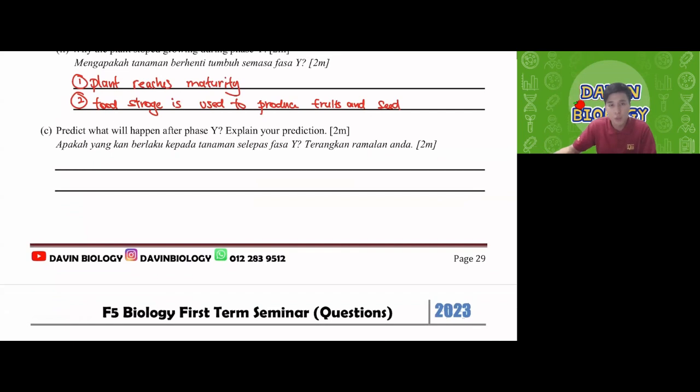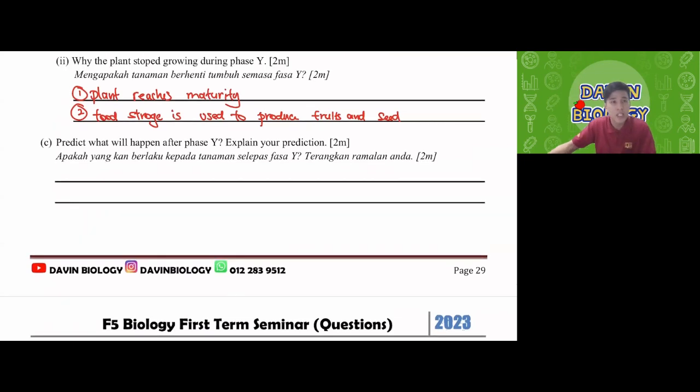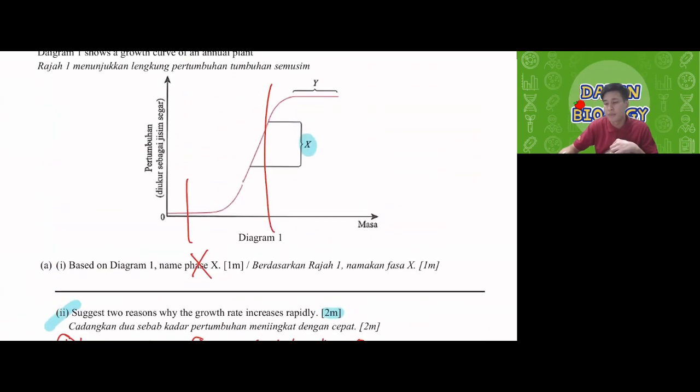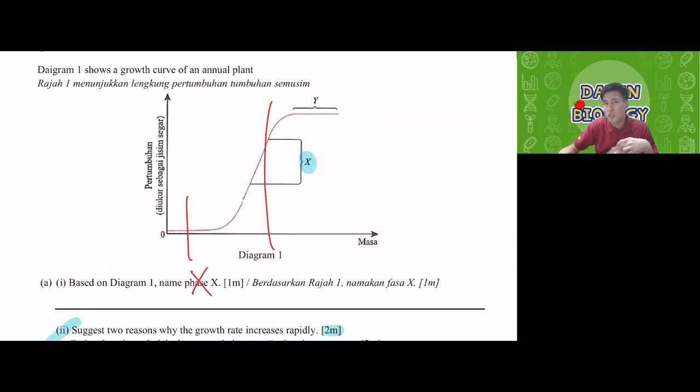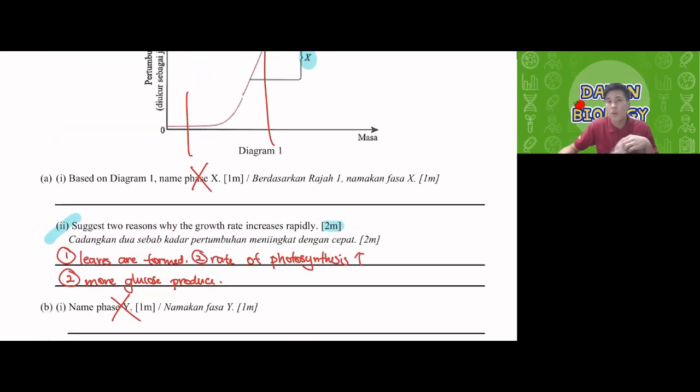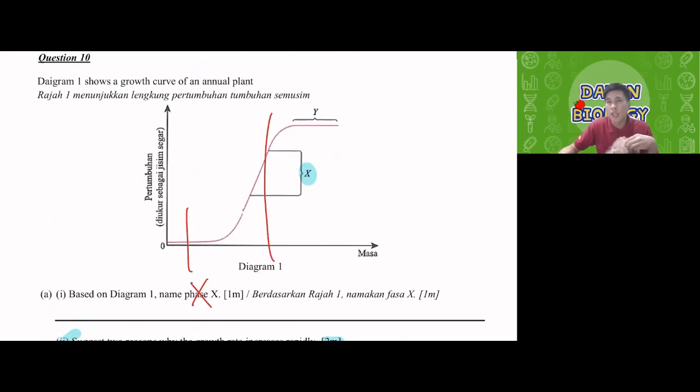All right, almost. We do this one, then I think we do one or two more, then that's it already. Two more, okay, come. Last C here, predict. What will happen after phase Y? So they drew halfway only, right? There's actually one more phase after Y. So after Y, what happened? What happened at phase Y? The dry mass decreases, right?